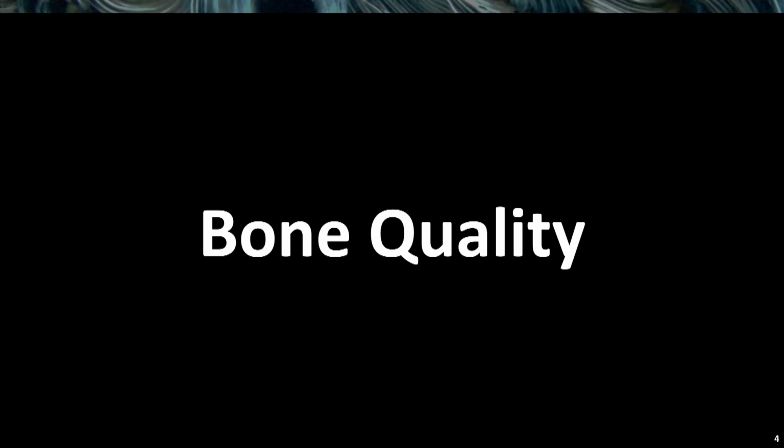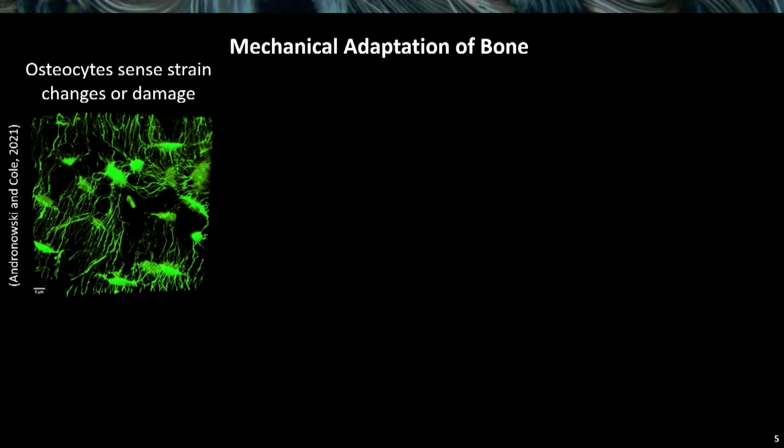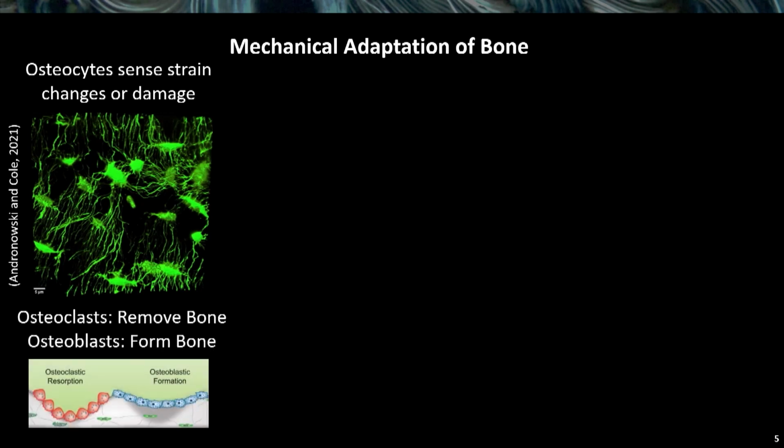So first of all, what do we mean by bone quality? Bone is affected primarily by mechanical adaptation, but it has physiological modification of how well it can sense and respond to those mechanical drivers. And the cells that are embedded in your bone tissue that sense this mechanical demand, both strain changes and damage, are osteocytes, which you can see here. And they trigger the removal of bone through osteoclasts or the formation of bone through osteoblasts, which we've already heard a little bit about in presentations today.